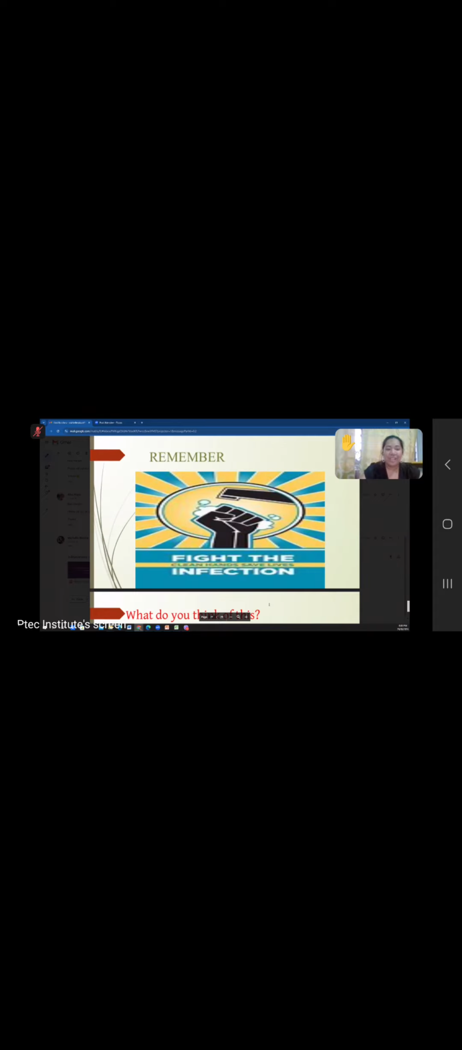Oh my gosh. Do not read it as "fight the clean hands save lives infections." Please guys, it does not read like that. I was just saying that so you guys don't make that same mistake. It's fight the infection, clean hands save lives. It's not fight the clean hands save lives infection. Okay, so fight the infection, clean hands save lives.